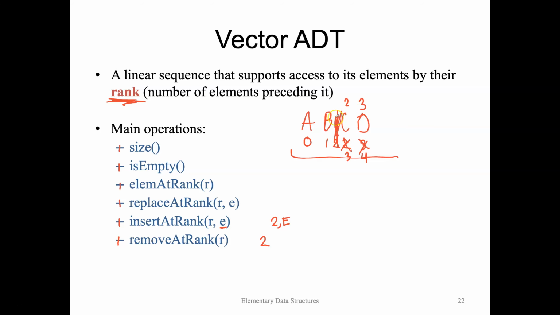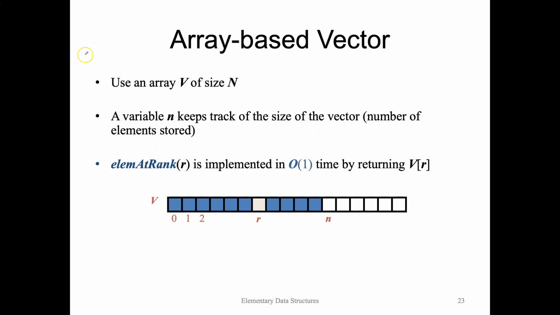You might have noticed already how nicely this rank maps to an index for an array. So an array is actually a pretty efficient implementation for this vector data structure. So we use an array of some particular fixed size. We use a variable n to keep track of how many items are stored in our vector, so the number of elements stored. Then we can implement, for example, element at rank, at a specific rank, in constant time, just by returning whatever item is stored at that index in our array. So element at rank we can do in constant time.